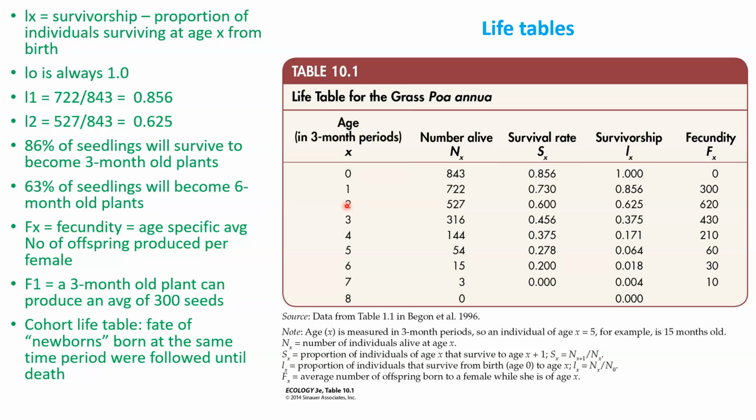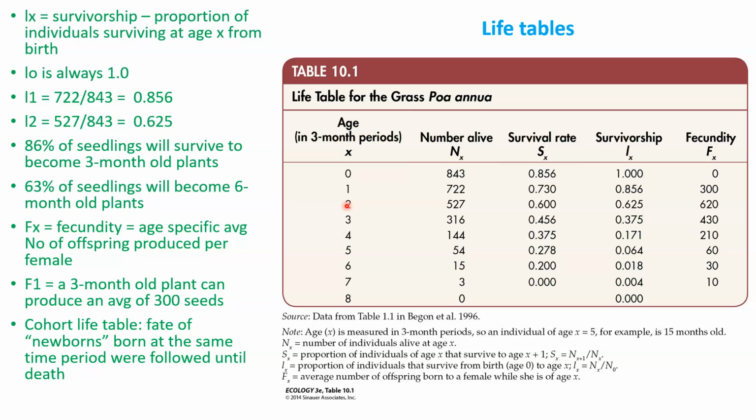What is a cohort? That's another good question you need to ask. A cohort is all individuals that were born at the same time. So a cohort life table tracks the survival of all the individuals that were born at the same time, from the time of birth to their death. As you can see in this table, the survivorship goes all the way until it is 0.